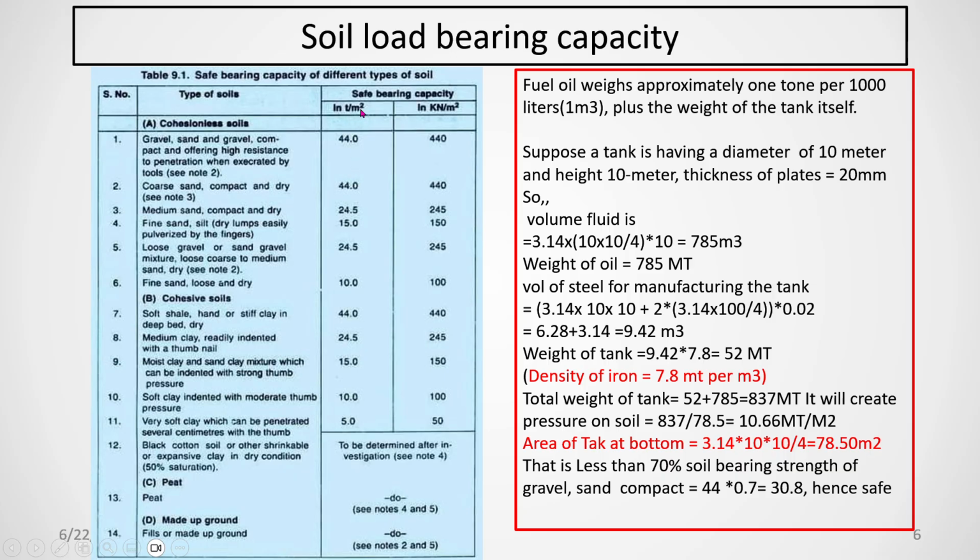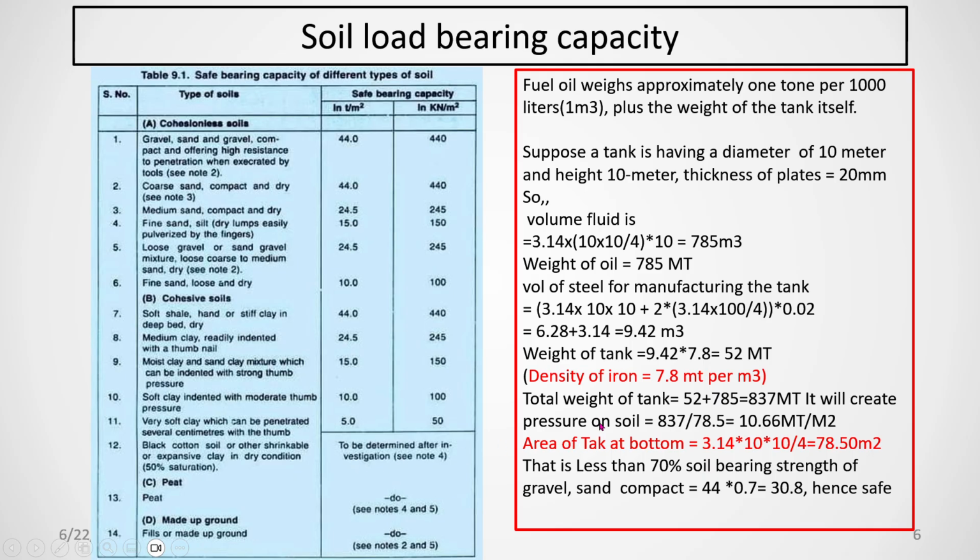This unit is kilonewton per meter square. 440 kilonewton per meter square divided by 10 will give the ton per meter square. Like that, different classifications are there. Different types of soft clay, if it is very soft, just like clay, if you put a heavy metal, certainly it will sink.